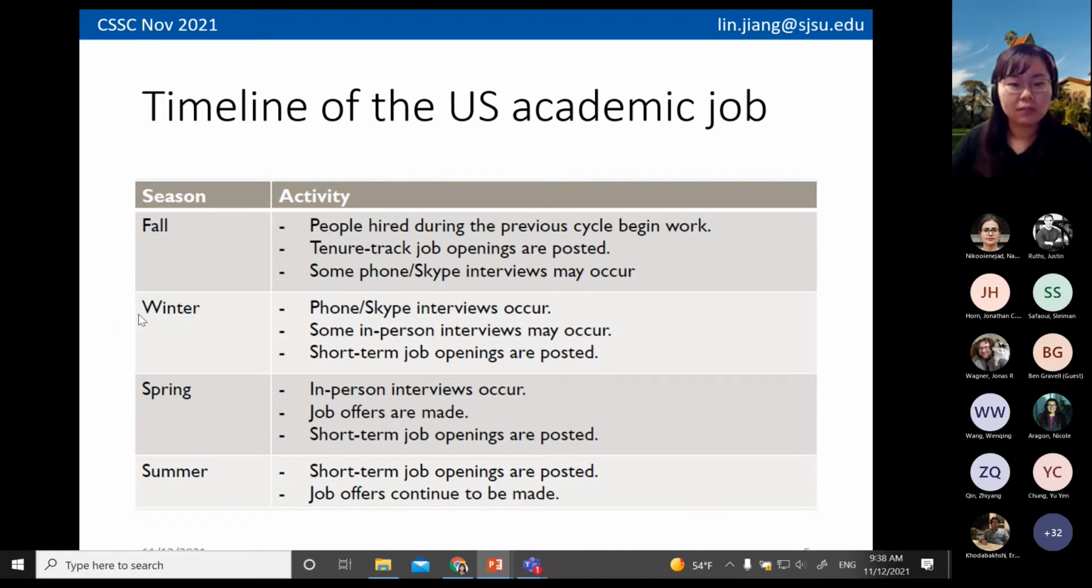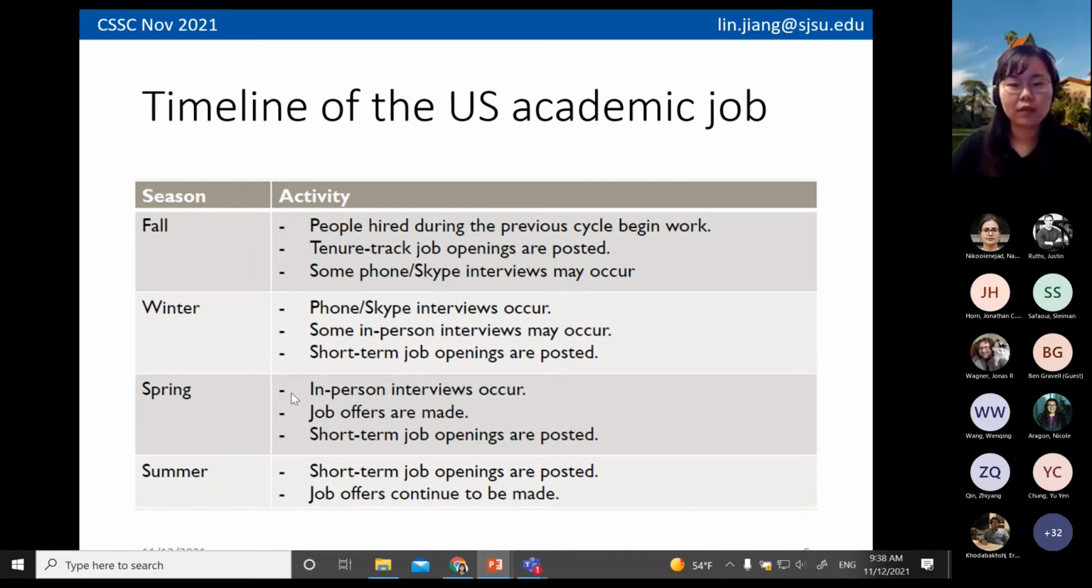And winter is basically from December to February, a lot of phone and Skype interviews occur, and some in-person interviews depending on how early they want to start. I was interviewed with a couple of schools, and some of them said that if they are a very good R1 university, they want to start earlier. So they want to compete with the other schools to find good candidates. So usually a good R1 university will start very early in winter.